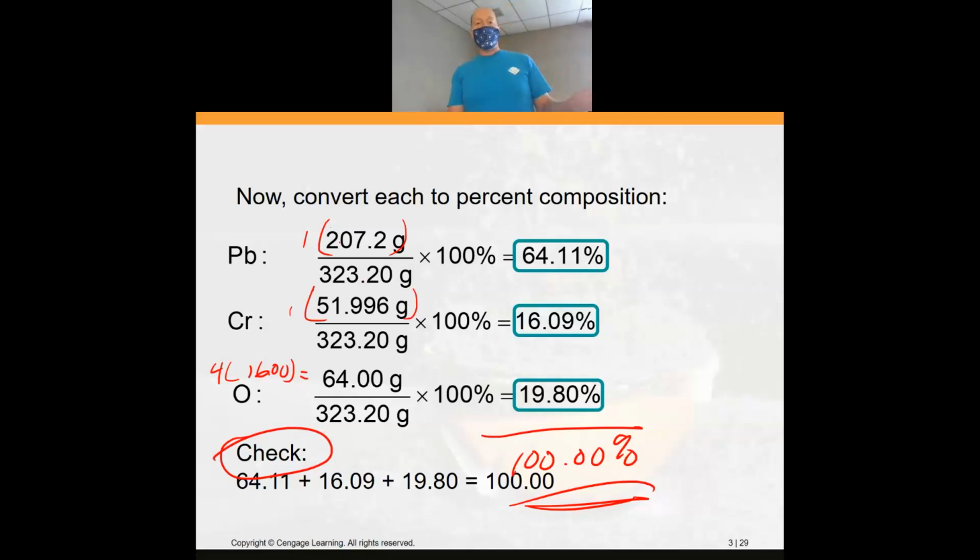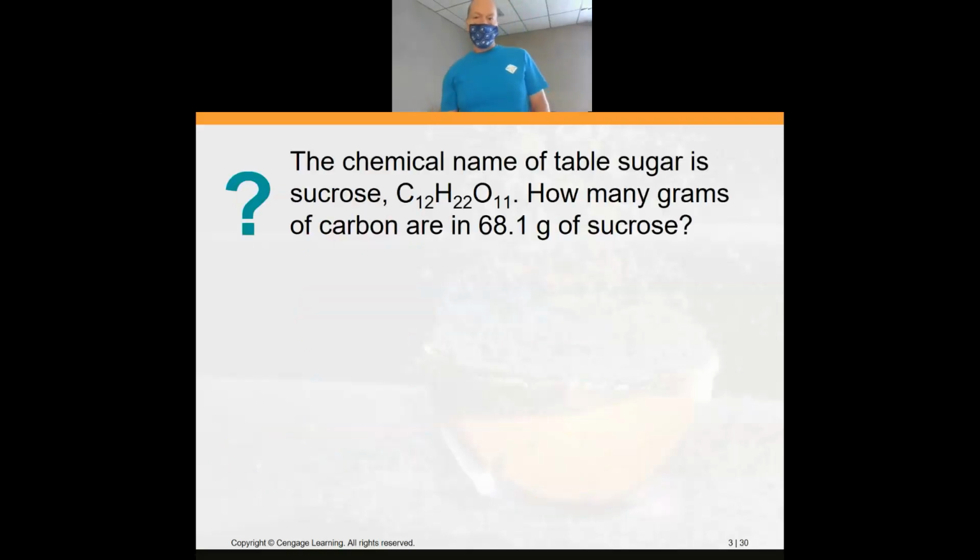The only error that I see on this one is people will put 16 here instead of 16 times 4, and then they'll have the wrong answer for the oxygen. If they would add them up, they would see that that would not be 100%. You have to do all of the mass of oxygen divided by the total mass, all of the mass of chromium divided by the total, all of the mass of lead divided by the total. So percent composition should be a pretty easy question.